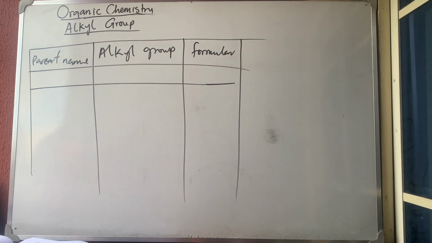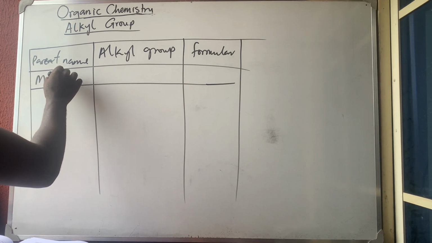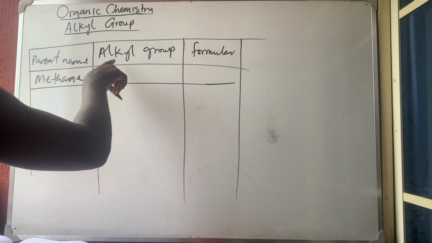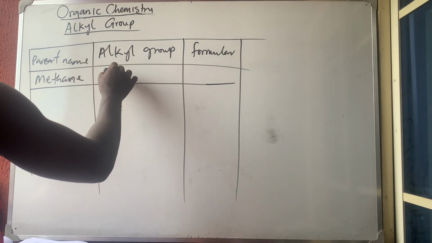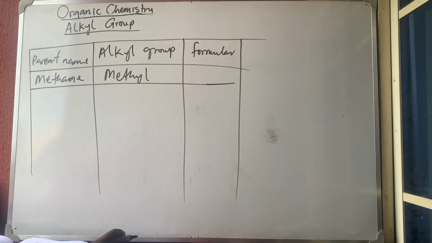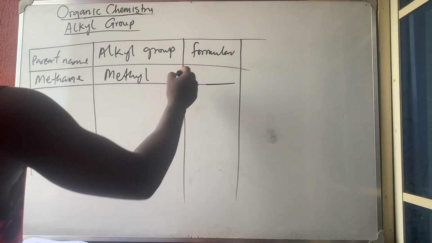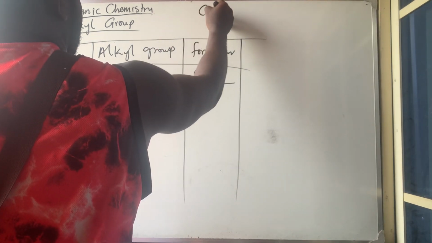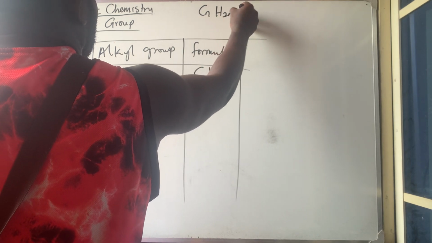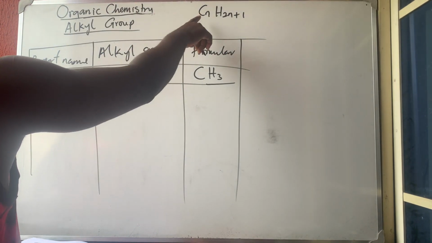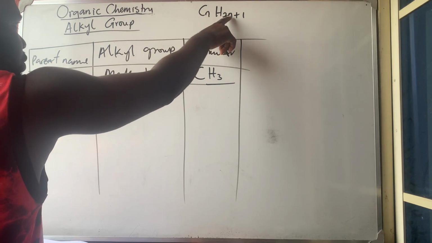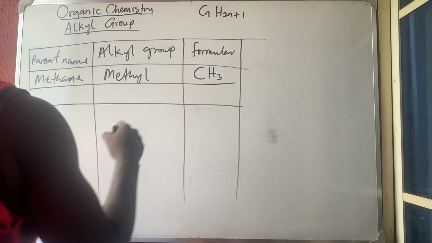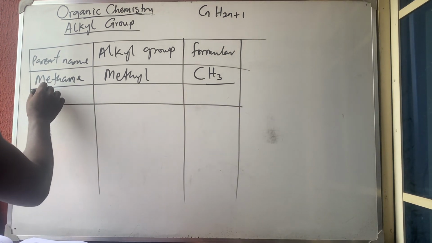Now the first one is methane. Remember that this is alkyl, so it will be methyl. And its formula is CH3. How did we get CH3? That is from CnH2n+1. If n is 1, we have C1 H 2 times 1 plus 1, which is 3. That is CH3.